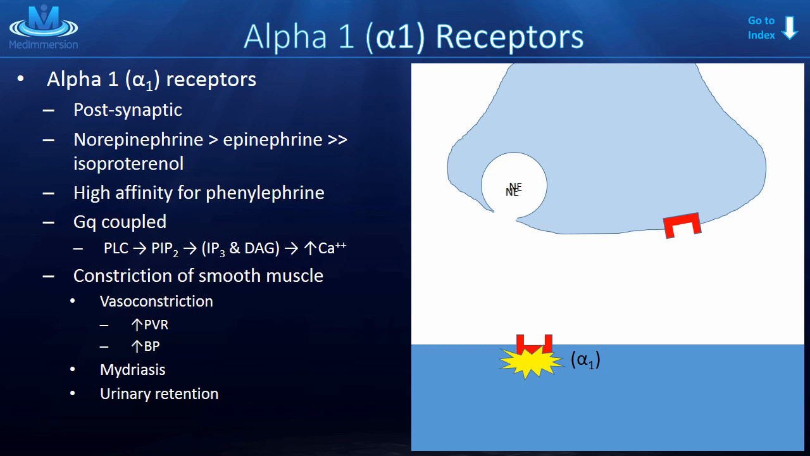What do you think of when you think of the action of alpha 1? I've mentioned it already in the previous slide, but basically I want you to think vasoconstriction, or just constriction of smooth muscle. So what happens if we constrict the peripheral vessels? Well, that would increase the peripheral vascular resistance and thus increase the blood pressure. What about the smooth muscles in the eye? The iris dilator muscle would dilate the eye. It would cause mydriasis. And also some urinary retention if the receptors in the urinary tract are stimulated.